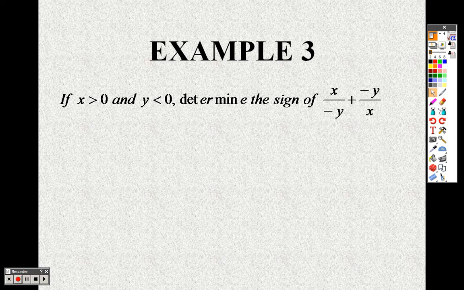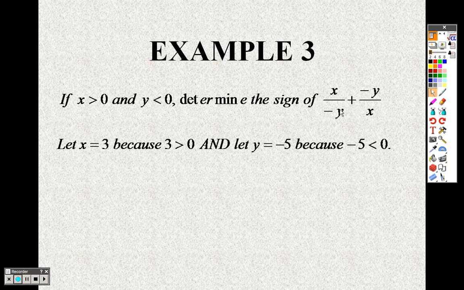Alright, if x is greater than 0 and y is less than 0, determine those signs right there. So what this is saying is x is greater than 0 and y is less than 0. Well, notice how that's why the y's are negative and the x's are positive, because the x's will be positive and the y's will be negative.